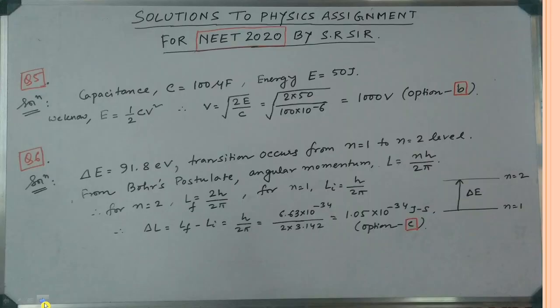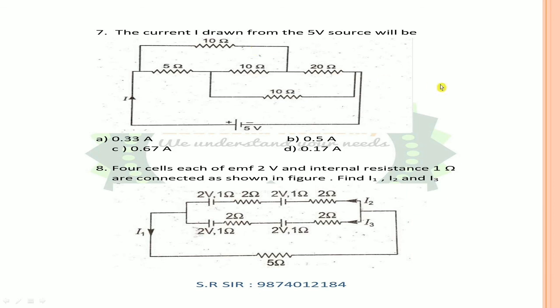Let us proceed. Sum number 7. A circuit diagram is given. Calculate the current I drawn from the 5 volt source. So this is the circuit given. 4 options are given: 0.33 ampere, 0.5 ampere, 0.67 ampere, 0.17 ampere. So how to find the current drawn from this 5 volt source? Let us see.